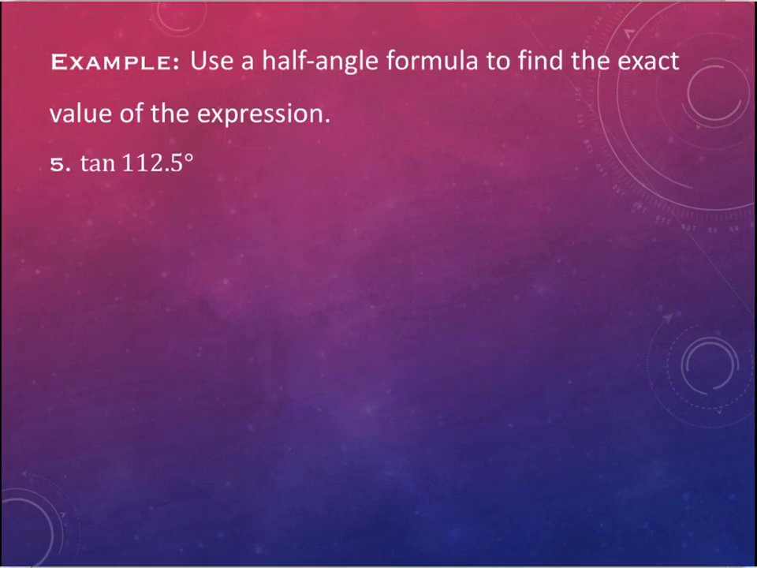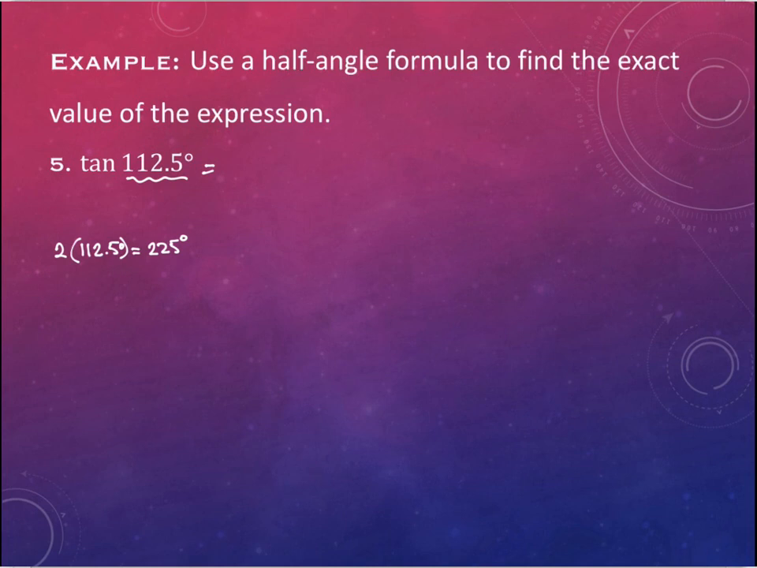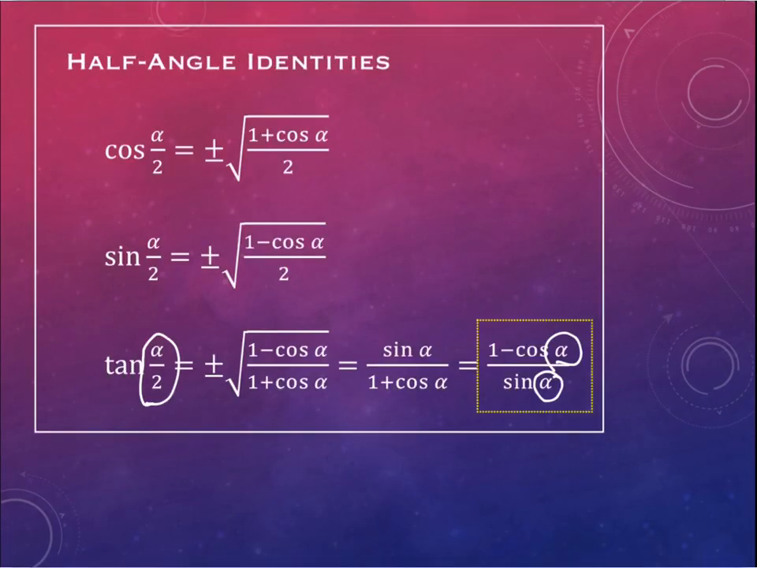So taking a look at this over here, I need to know what this is if I double it, right? So what is 112.5 if I double it? What is it? It is 225. Okay, is that okay with everyone? Okay, that's the angle that's going to be in my formula. So I'm going to have 1 minus the cosine of 225 divided by the sine of 225.